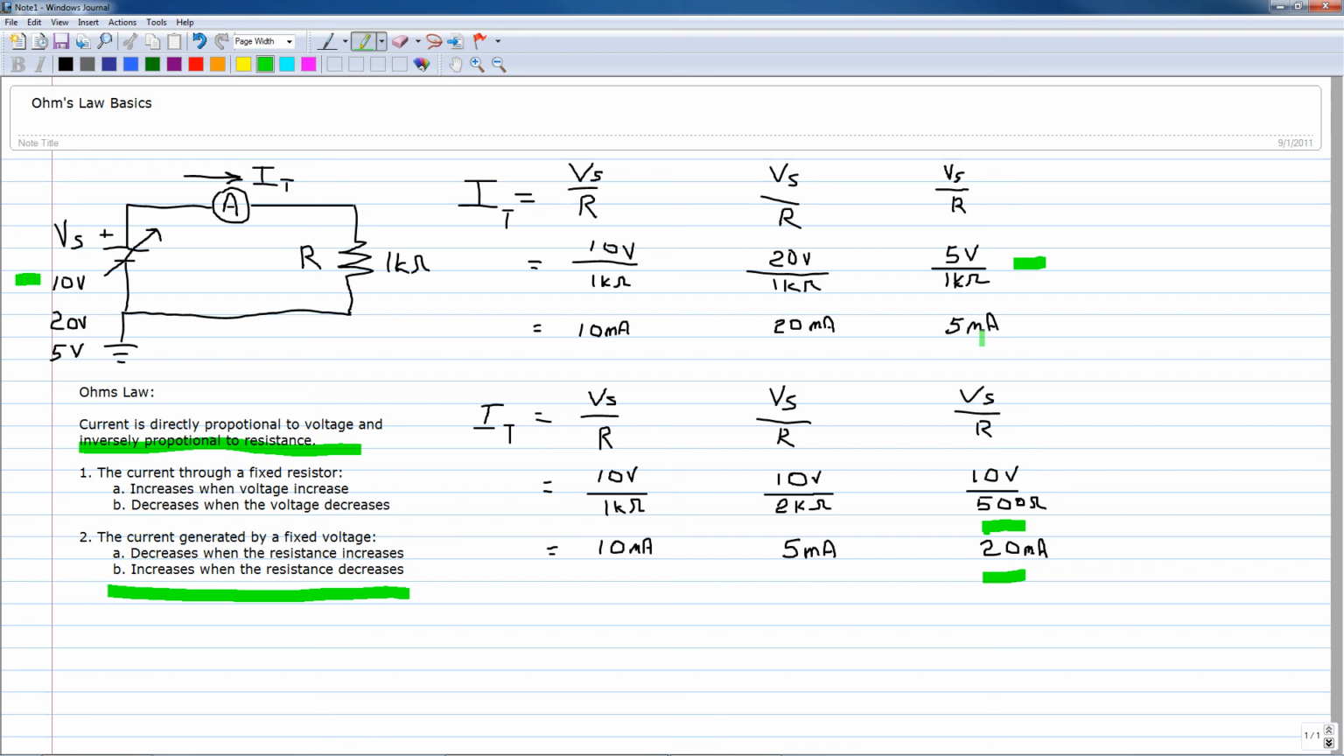However, when we vary the resistance and keep the voltage the same, when we kept the voltage constant and increased the resistance, then the current went down. And when we reduced the resistance, the current went up. So that's called inversely proportional. This concludes the video on Ohm's Law Basics.